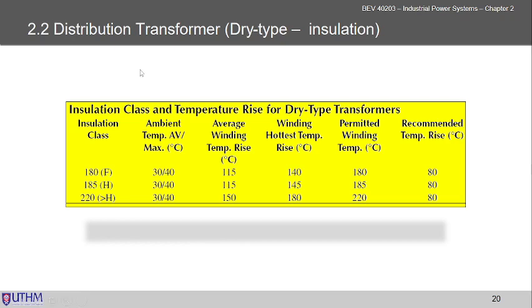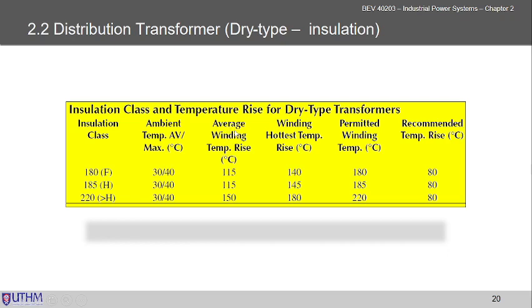Okay, so these are the dry type installations and the insulation. This is the insulation class. You have 180, 185, and 220, so the classes are F, H, and more than H. What this means is, when you have F, for example, the ambient temperature is about 30 on average, where the transformer is operating, and the maximum ambient temperature is 40 only.